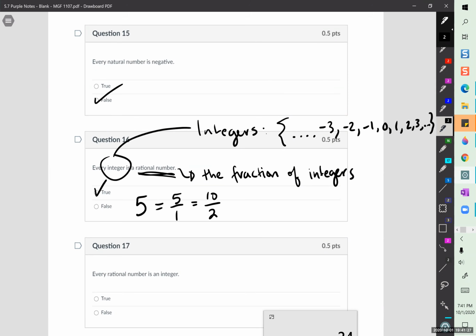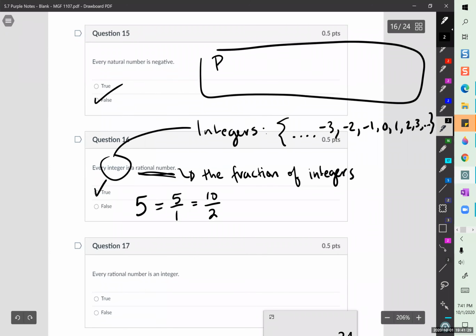But is the reverse true? What if it said every rational number is guaranteed to be an integer? Is that true or false?